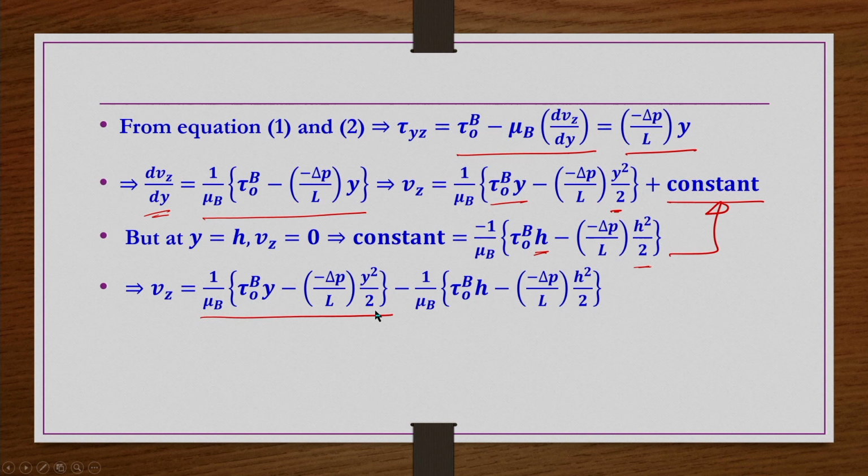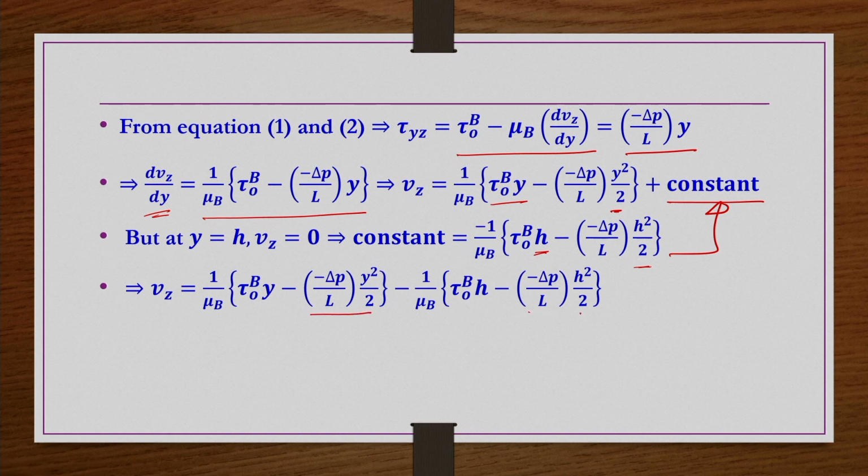This is 1 by mu_b, tau_0b times y, minus delta p by L, y square by 2, as it is. In place of the constant, minus 1 by mu_b, tau_0b times h, minus delta p by L, h square by 2, we are having. So now, next, we take or combine the terms which have minus delta p by L and the tau_0b terms.